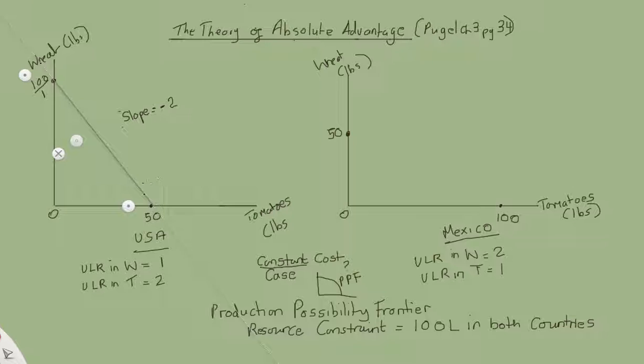So I can draw their production possibility frontier over here. Let's drag this over. So you're starting to get the idea that the production possibility frontiers give us some ideas about who's got the advantage in what.